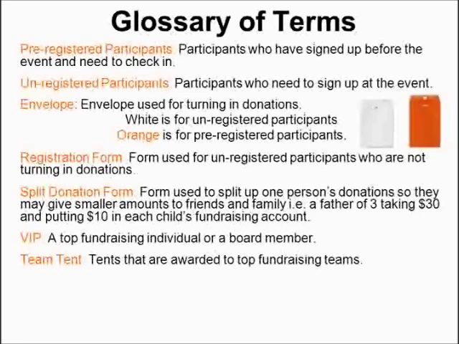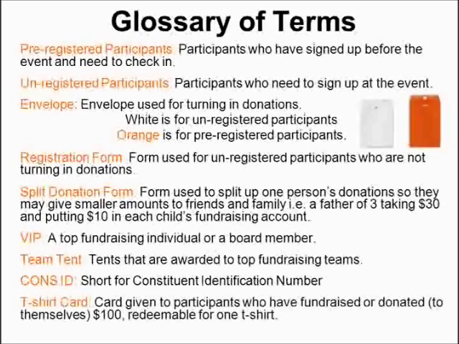Team tents are awarded to top fundraising teams. A Cons ID is short for Constituent Identification Number. And lastly, a T-shirt card is a card given to participants who have fundraised or donated to themselves $100, redeemable for 1 T-shirt.